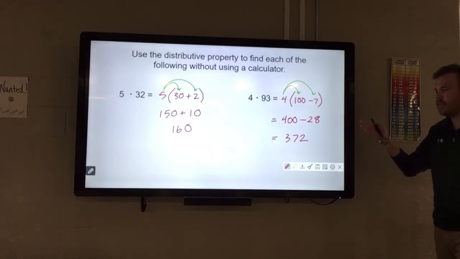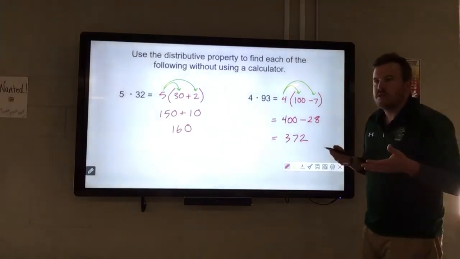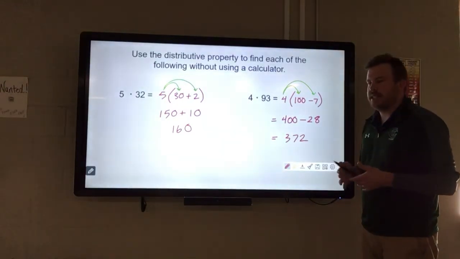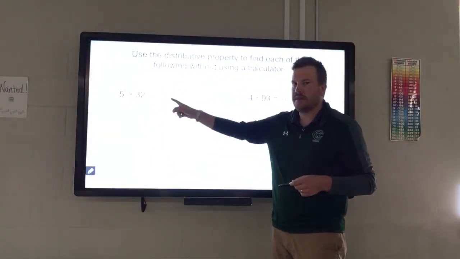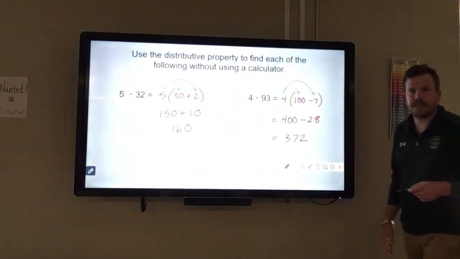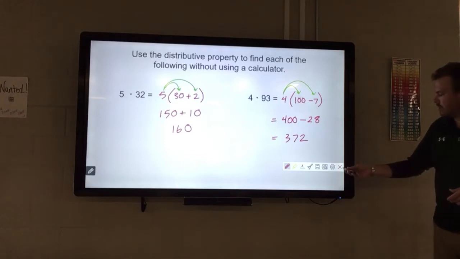We don't always want to have to pull out a calculator. And if we break it up into operations that are easier, such as 5 times 30, that's 150, 5 times 2, that's 10, and then just add them together, we'll be able to do this mentally. And we could look at something that's a little bit more difficult even.